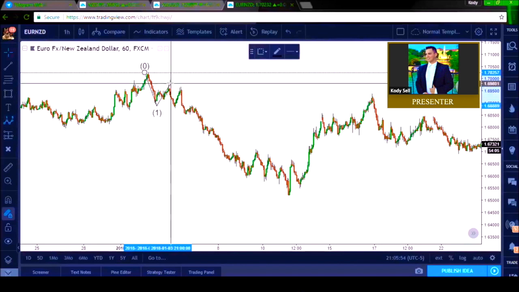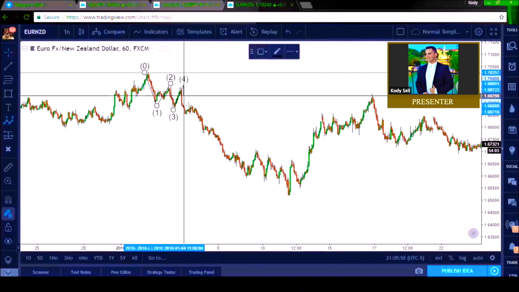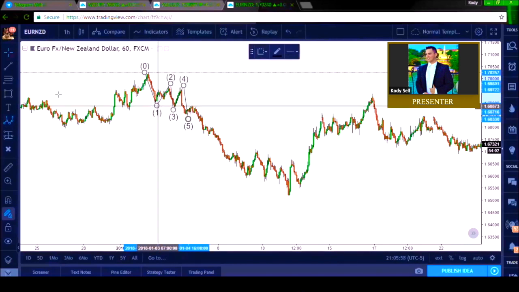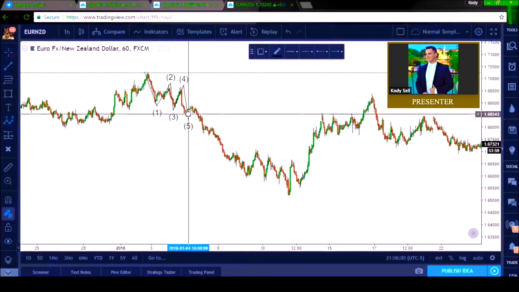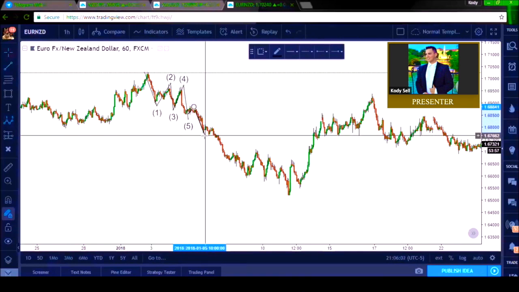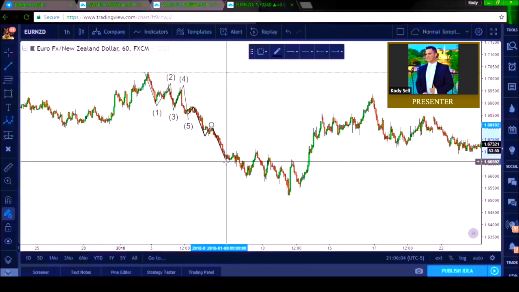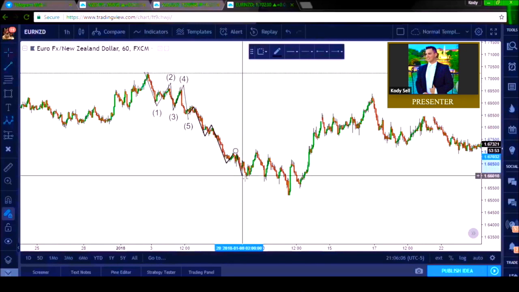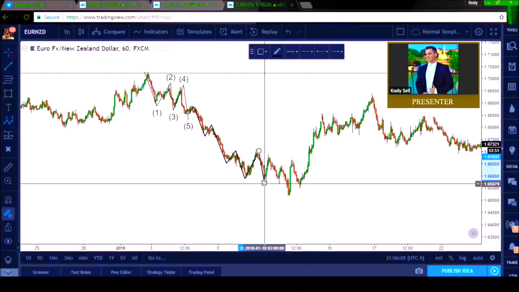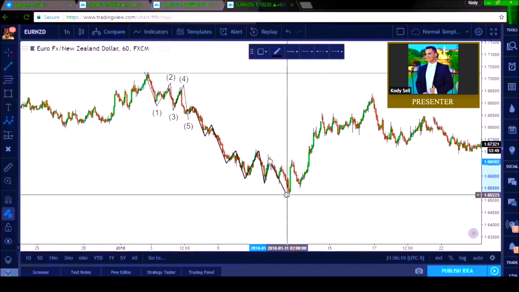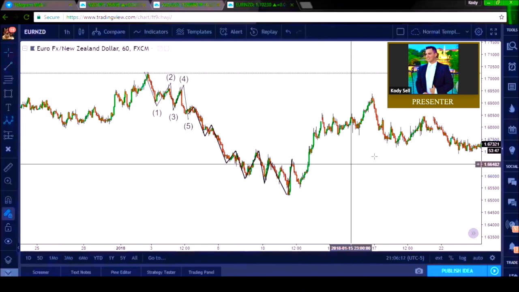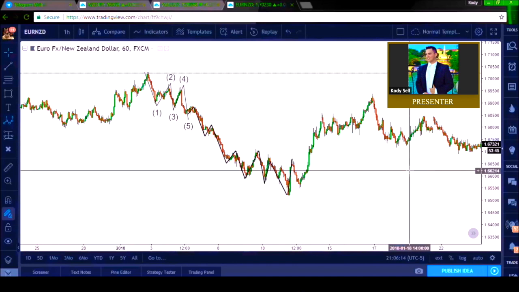1, 2, 3, 4, 5. And then we have 6, 7, 8, 9, 10, 11, 12, 13, 14, 15. And then after wave 15, we actually reverse.